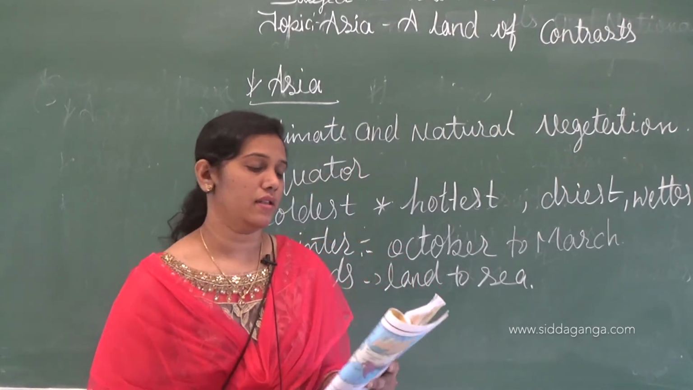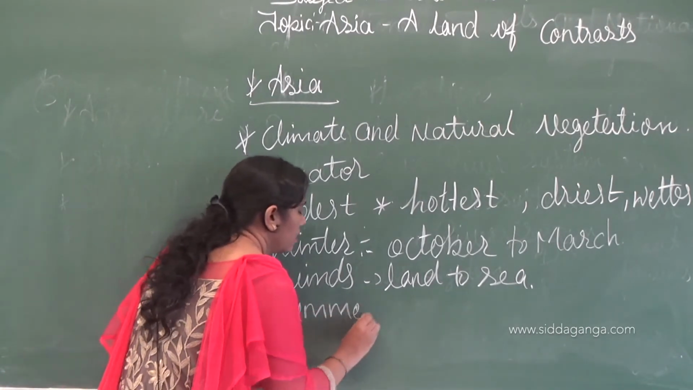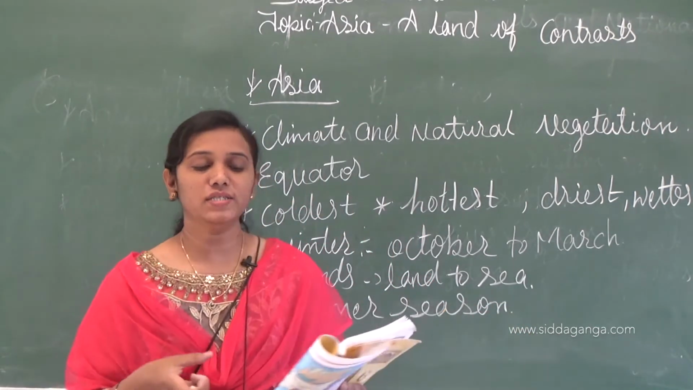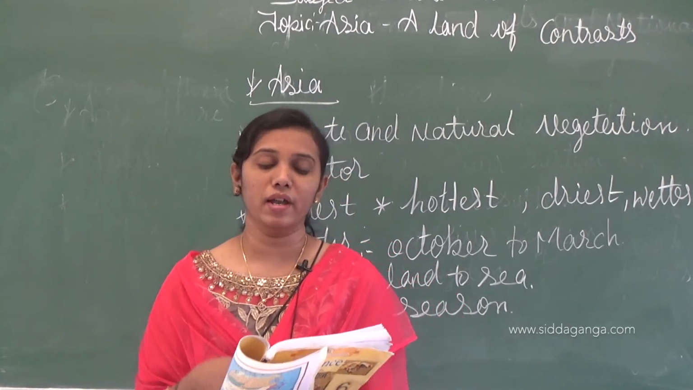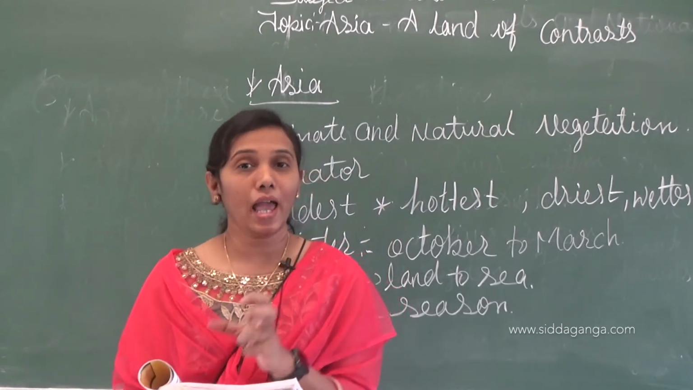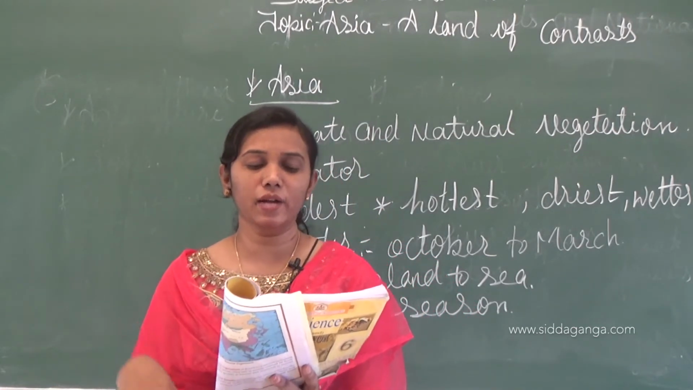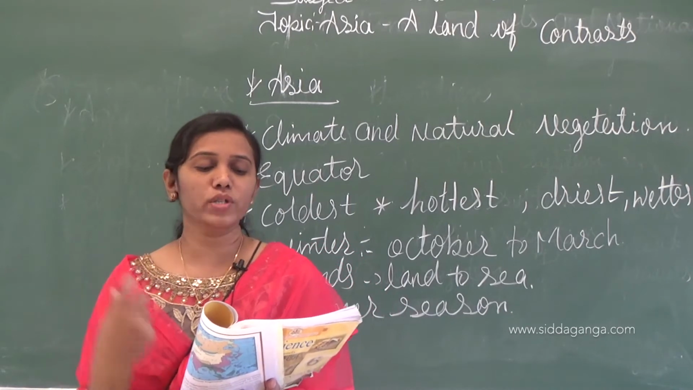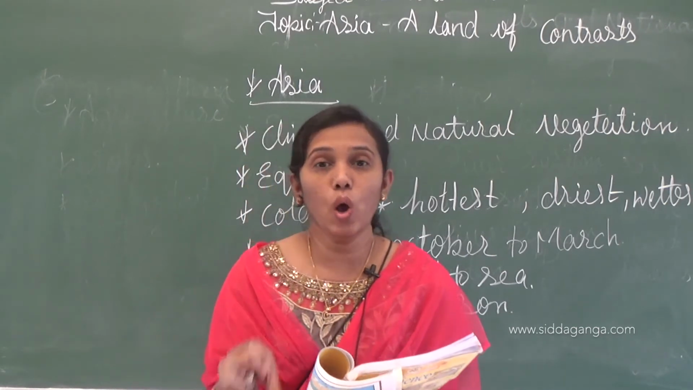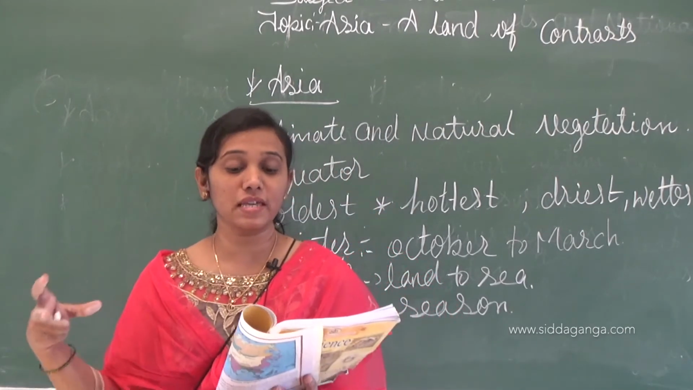Next, summer season. In summer season, the conditions are reversed. It starts in April and ends in September. The sun shines vertically in the northern hemisphere. So most of Asia has high temperature during this season and it causes low pressure in Central Asia. Winds therefore blow from the sea towards the land.